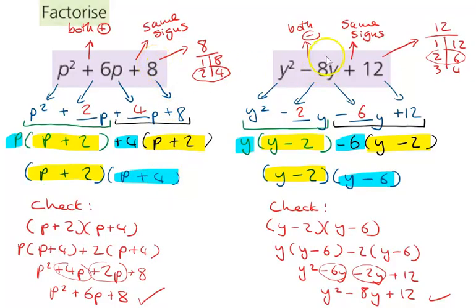Then over here, this plus told us that the signs were the same. So we can see down here the signs are the same. And this minus told us that they were both minus. So we can see that they're both minus. Then minus 2 minus 6 is minus 8. And minus 2 multiplied by minus 6 is positive 12.